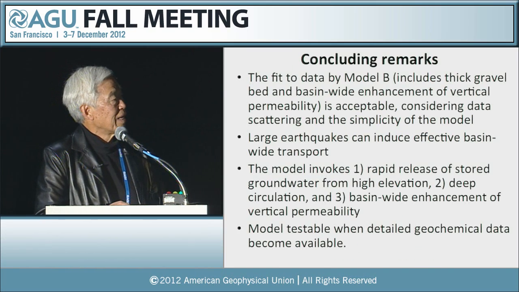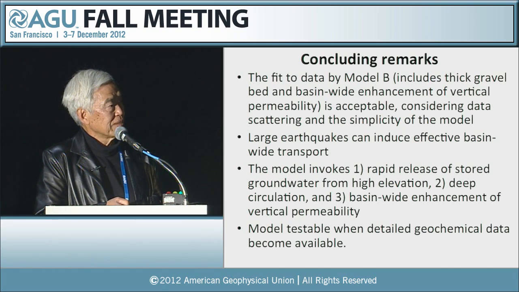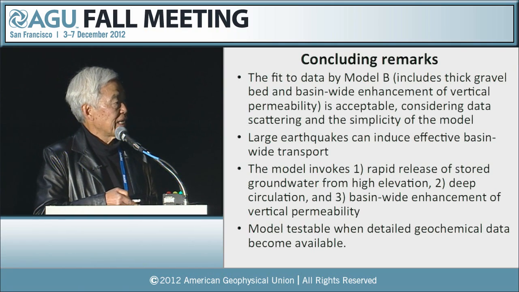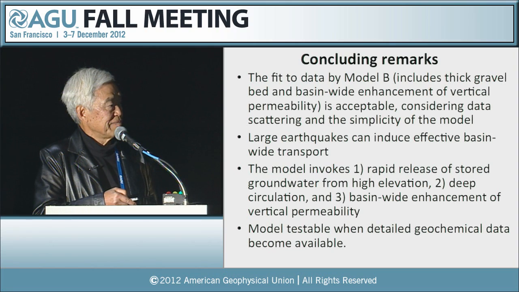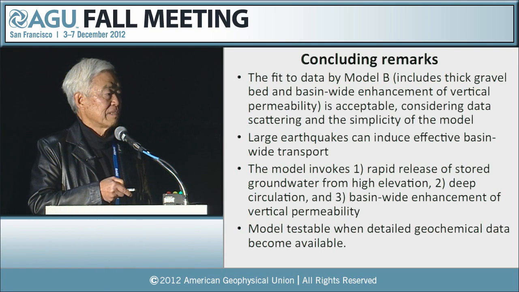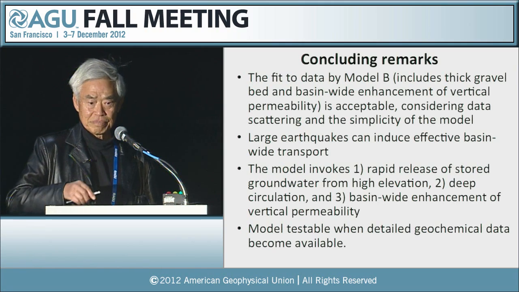So in conclusion, the fit to data by the last model, that is including the thick gravel bed and allowing basin-wide enhancement of vertical permeability after the earthquake, is acceptable, considering the data scattering and the simplicity of the model. The second conclusion is that large earthquakes can induce effective basin-wide transport. The model invokes rapid release of stored groundwater from higher elevation, deep circulation, and basin-wide enhancement of vertical permeability. The model is testable when detailed geochemical data becomes available. Thank you.